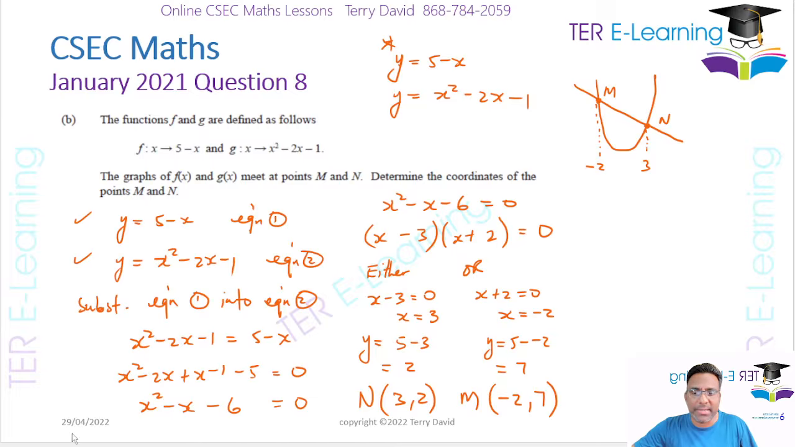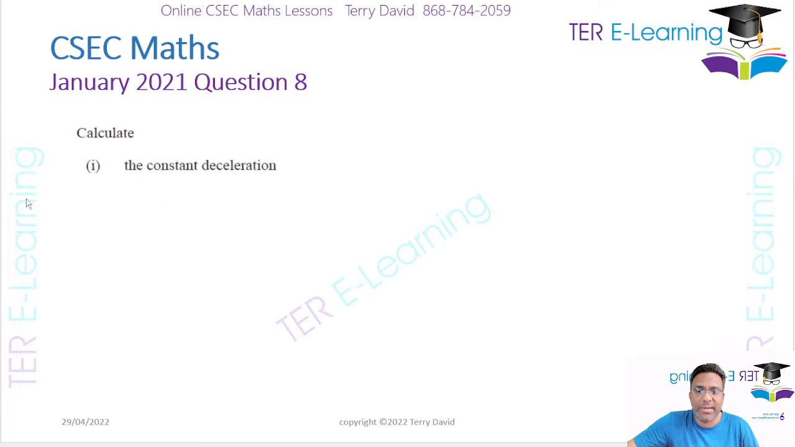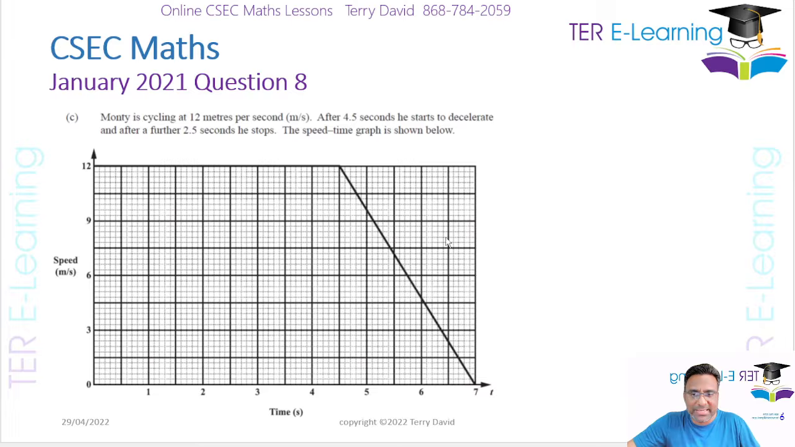And the last part has to do with speed time graph. So Monty is cycling at 12 meters per second. After 4.5 seconds, he starts to decelerate, and after a further 2.5 seconds, we have a speed time graph. First thing they want: what is the constant deceleration?